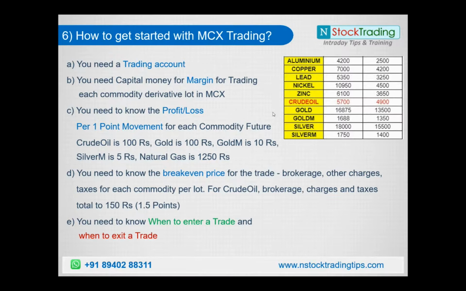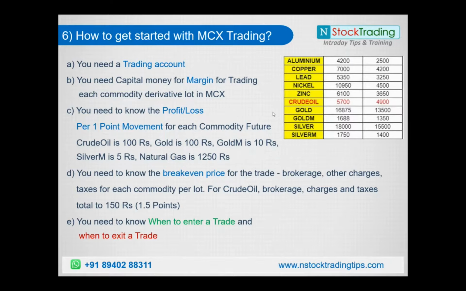For example, I have shown you the different margin needed for various commodities in the Alice Blue platform. So you have two prices displayed there. One is for the bracket order, and the second is for the cover order. For example, if you have 4,200 rupees, you can trade aluminium one lot. And if you have 2,500, you can trade aluminium one lot in bracket order, which means bracket order is where you have the entry, target, and the stop loss. So for 2,500 rupees, you can trade aluminium one lot, and for 4,200 rupees, you can trade copper. Likewise, you have all the prices over there.